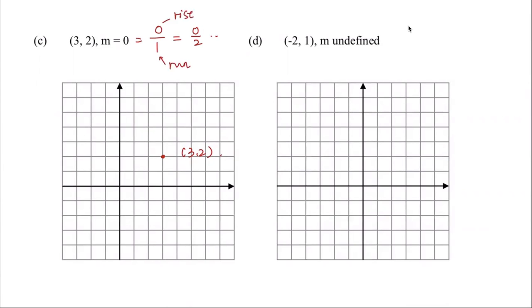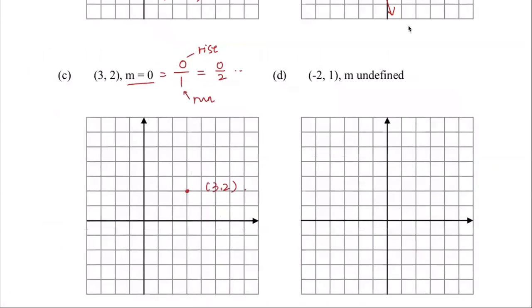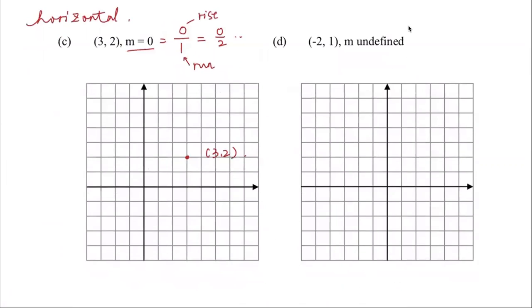I think we've seen this enough times to know that when the slope of a straight line is 0, the straight line must be horizontal, right? Horizontal. Okay, because the slope is 0. We've seen this many, many times. Okay, so now let's verify this.